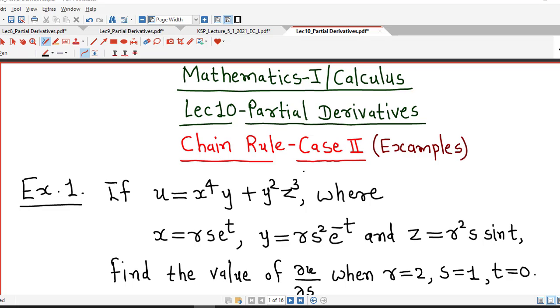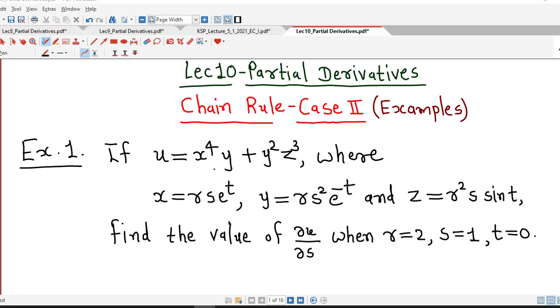In this lecture we are going to discuss examples on second case of chain rule which we have discussed in previous lecture. So we start with example number 1.